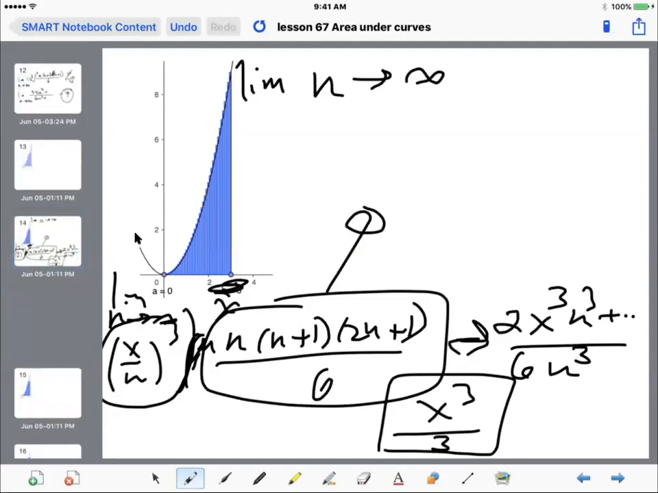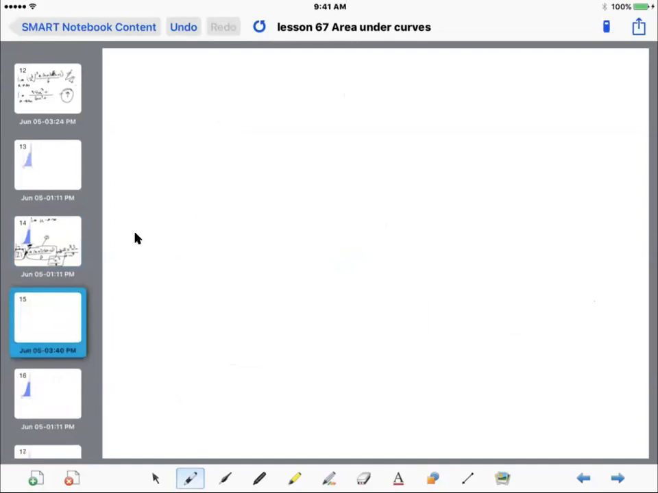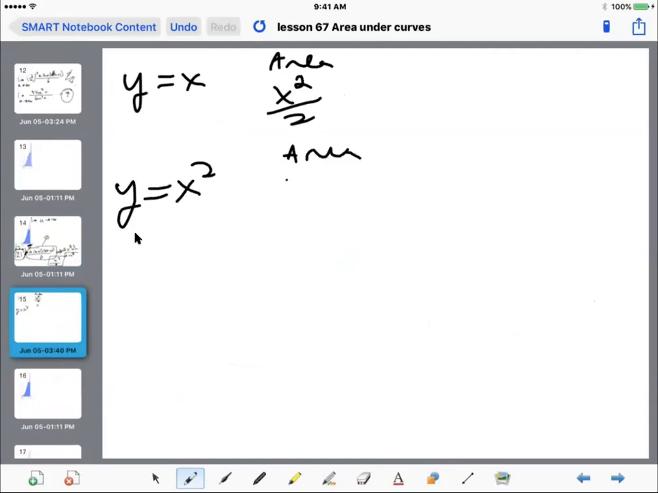At this point, we might generalize. If it was y equals x, the area became x squared over 2. And when it was y equals x squared, the area became x cubed over 3. Does someone want to speculate what the answer would be if it was y equals x cubed as my curve? And that's right, it's x to the 4th over 4.